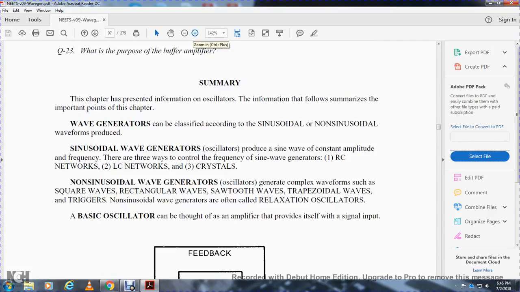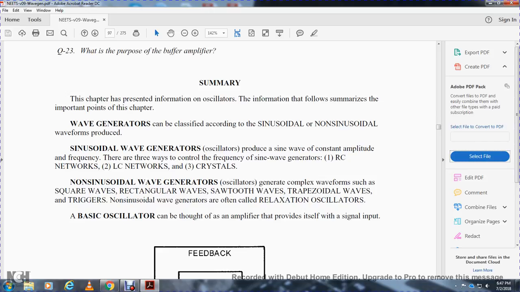Chapter 2 summary. This chapter presented information on oscillators, and this is a summary of the important points. Wave generators can be classified according to sinusoidal and non-sinusoidal waveforms. Sinusoidal wave generation oscillators produce a sine wave with a constant amplitude and frequency. There are three ways to control frequency in sine wave generation: resistor-capacitor networks, inductor-capacitor networks, and crystals. Non-sinusoidal wave generators produce complex waveforms such as square waves, rectangular waves, sawtooth waves, trapezoidal waves, and trigger pulses. Non-sinusoidal wave generators are often called relaxation oscillators.